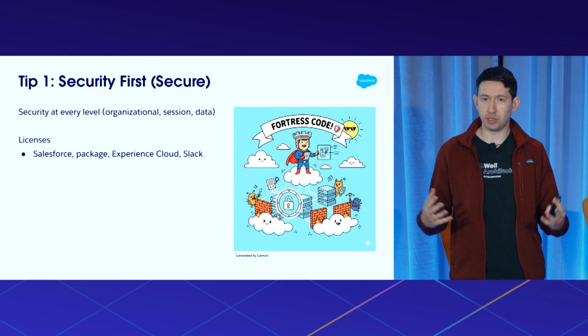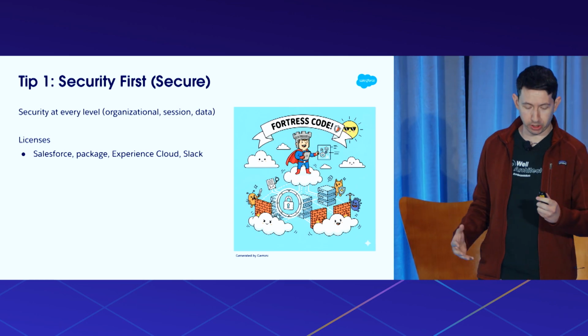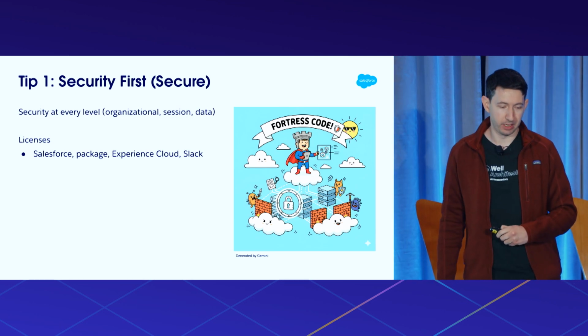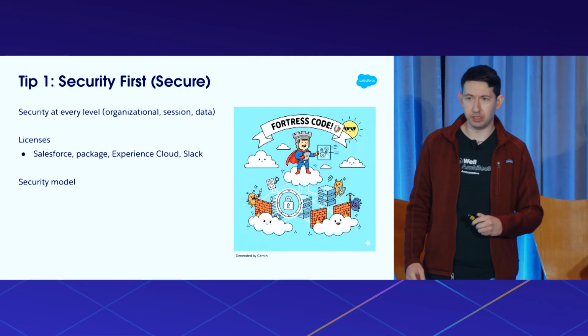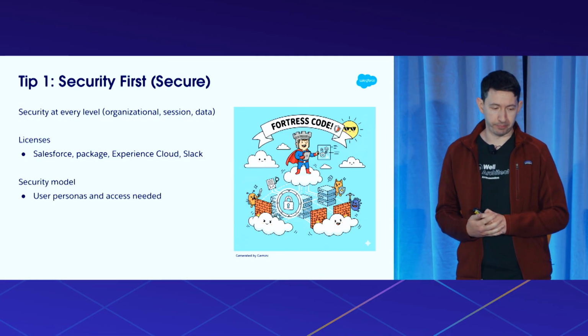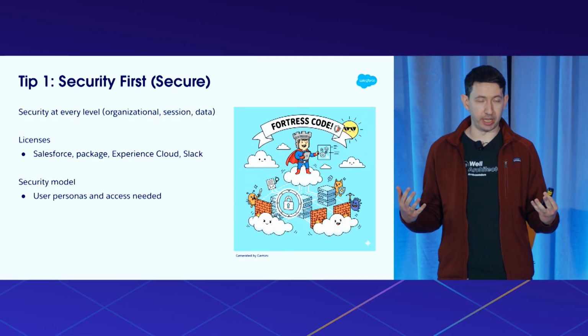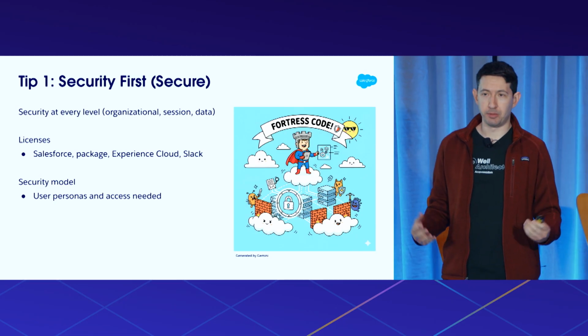Who are our users, and what kind of access do they need? What kind of tools are they going to be using? And how do we need to provision them? And once we figure out what licenses they need, what does our security model look like, right? We need to be thinking about the user personas and their level of access needed, right? Principle of least privilege.